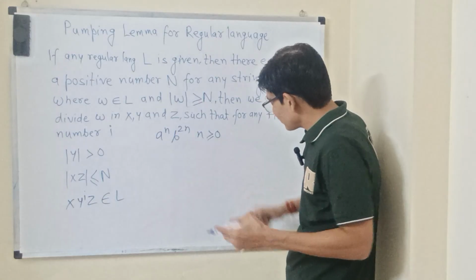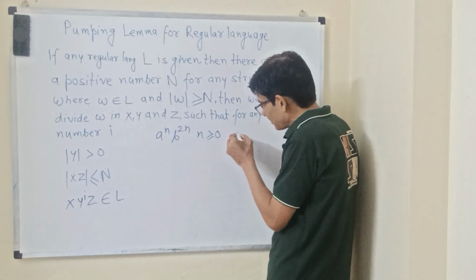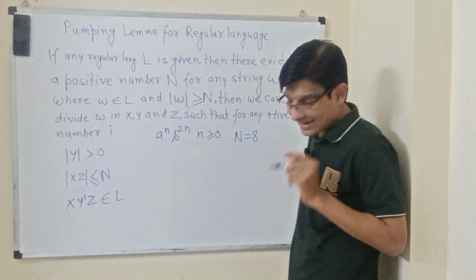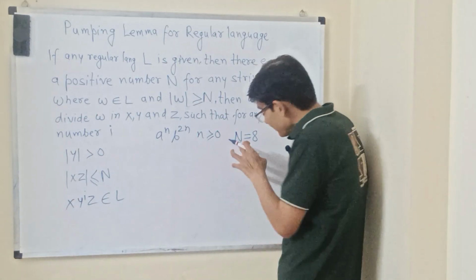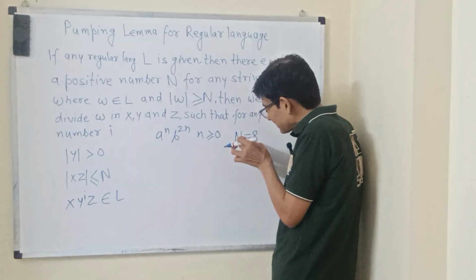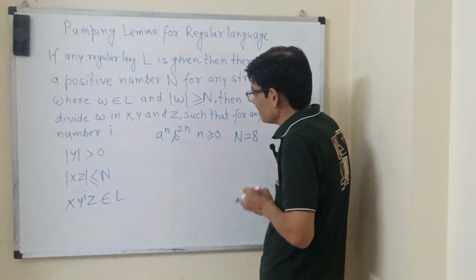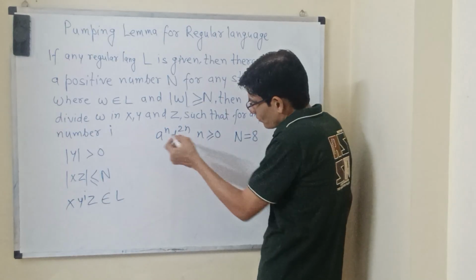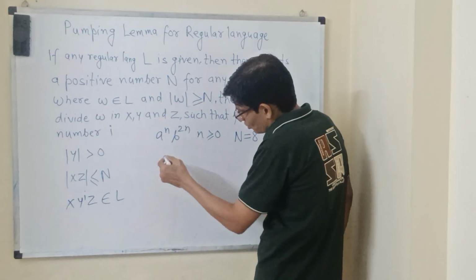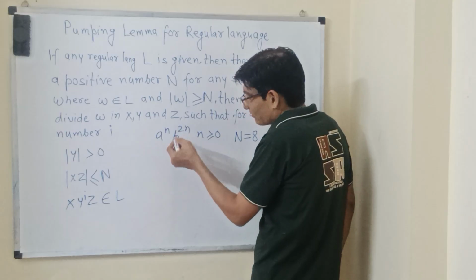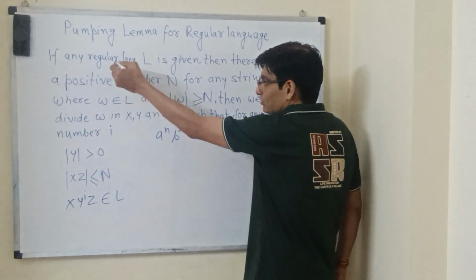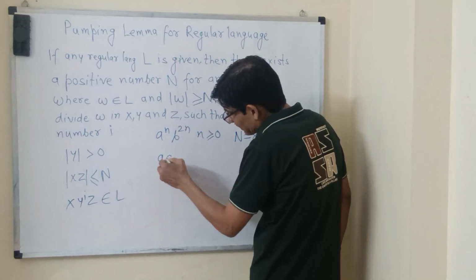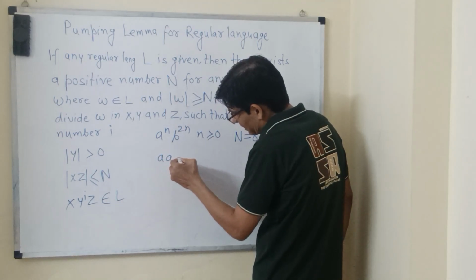So I'm considering the value of n here as 8. So now, as 8, we are taking the value of capital N here. Now we can take any string W from this language. We are considering this language as regular language already. So we are taking one language string here.